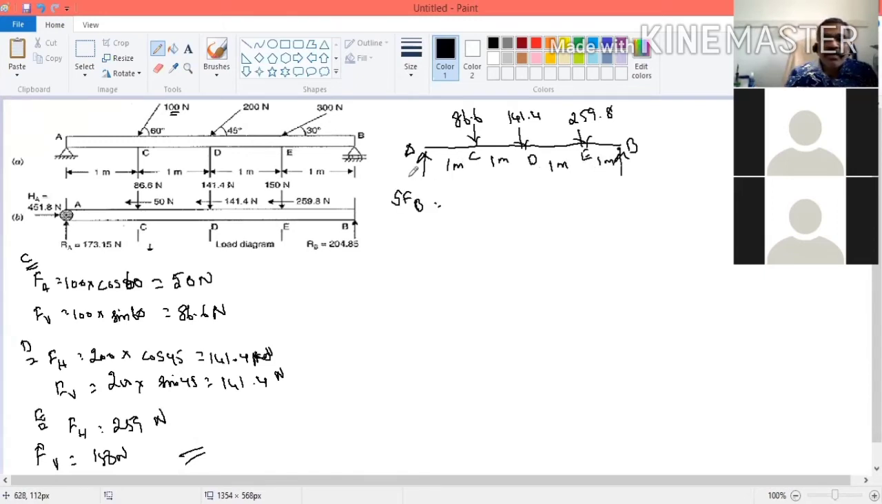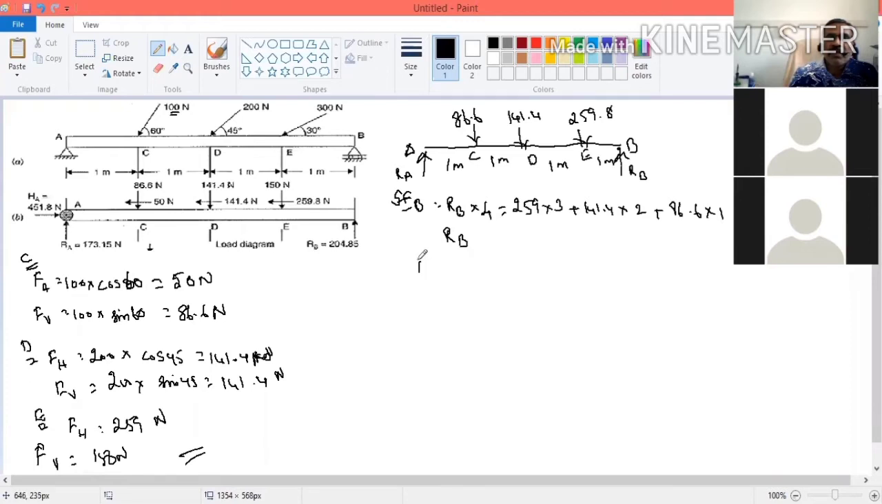Now, as usual, you have to find the shear force and bending moment and draw the diagrams. We have to find RA and RB. This is a simply supported beam, so you have to find RA and RB. You take moment about A. RB multiplied by the total distance, 4 meters, is equal to 150 multiplied by 3 plus 141.4 multiplied by 2 plus 86.6 into 1.